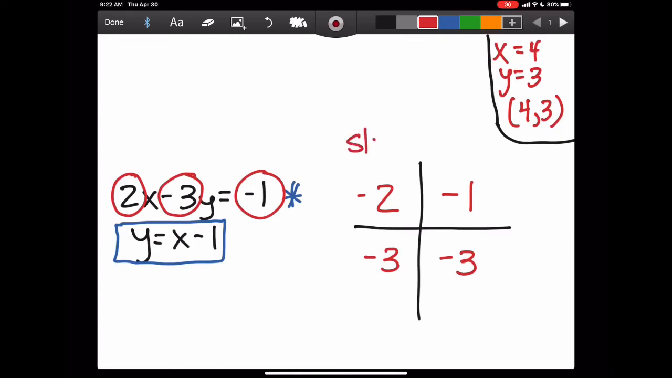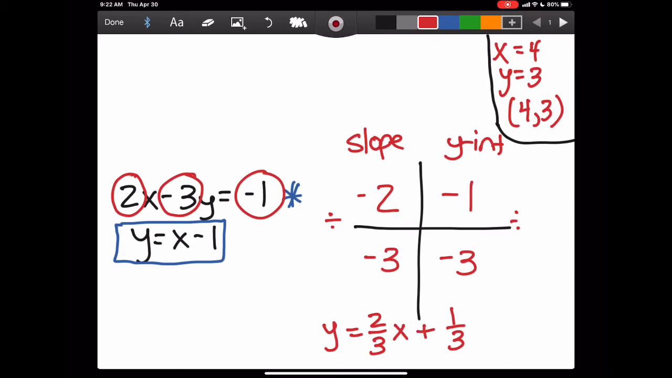You're going to be dividing from top to bottom. Remember, this column gives you your slope, and this one gives you your y-intercept. So you're going to be dividing top to bottom, like I said. Negative 2 divided by a negative 3 will give you a positive 2 over 3. Negative 1 divided by a negative 3 will give you a positive 1/3. You can go ahead and write your answer. y equals, x goes behind the slope, and since this is positive, it's just going to be a plus sign.